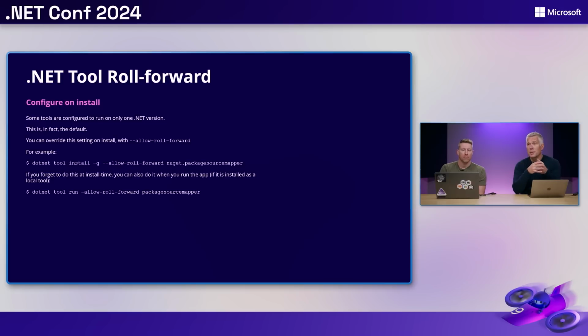So they're bound to a particular .NET version. The developer of the tool can opt to set this roll forward setting in their project file to have it roll forward to a later version that you might have on your machine. And that's useful. That's a choice that person can make. Often they don't.